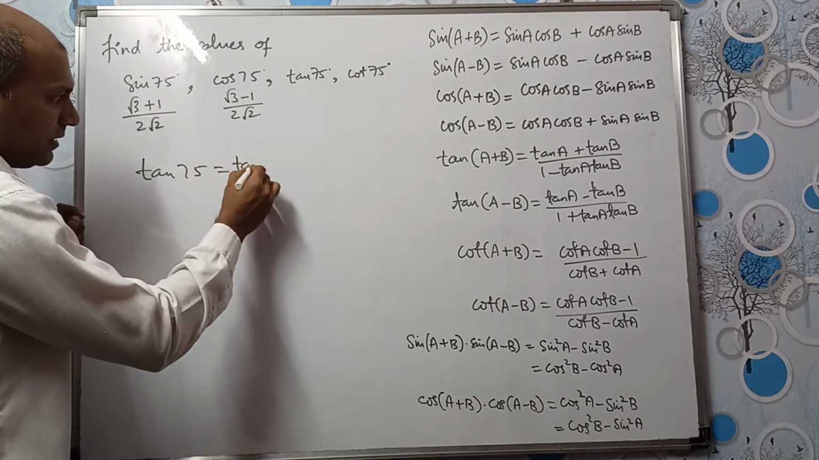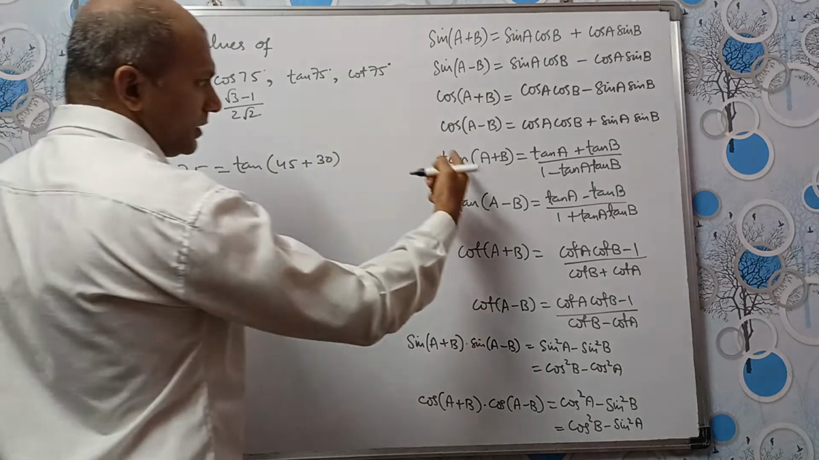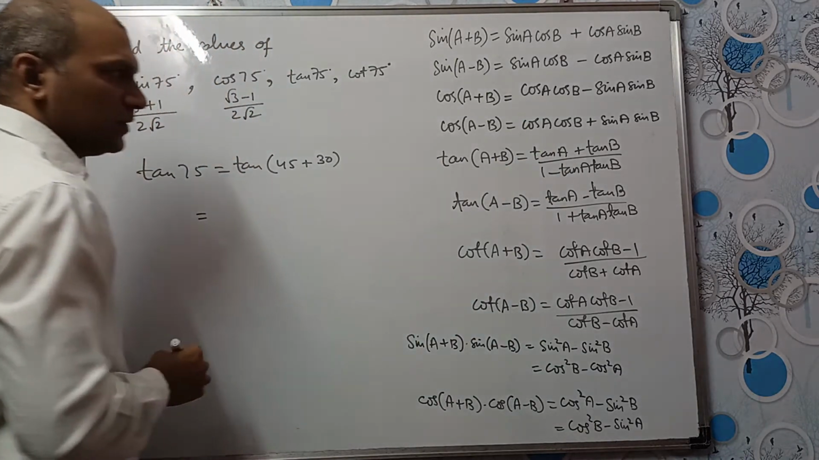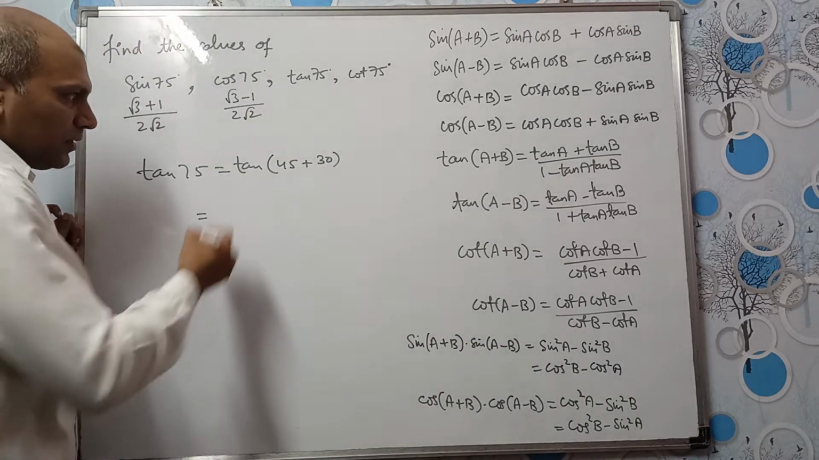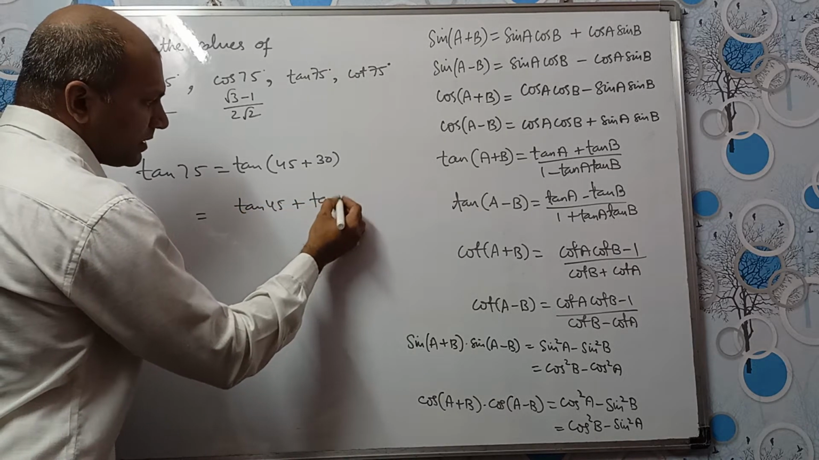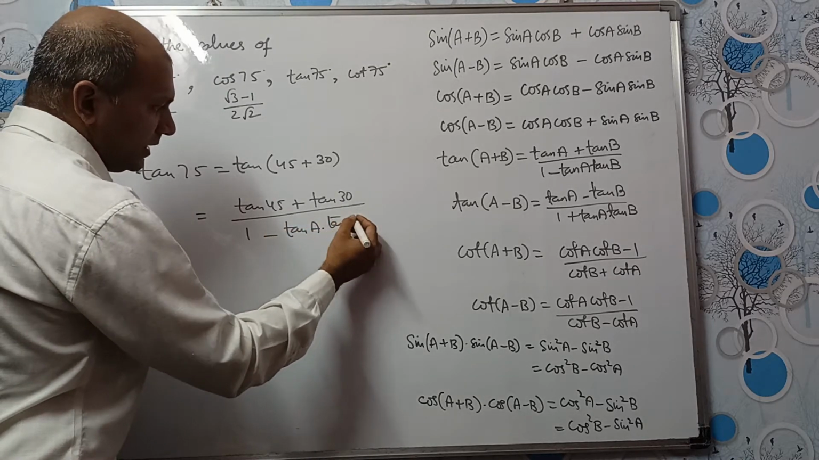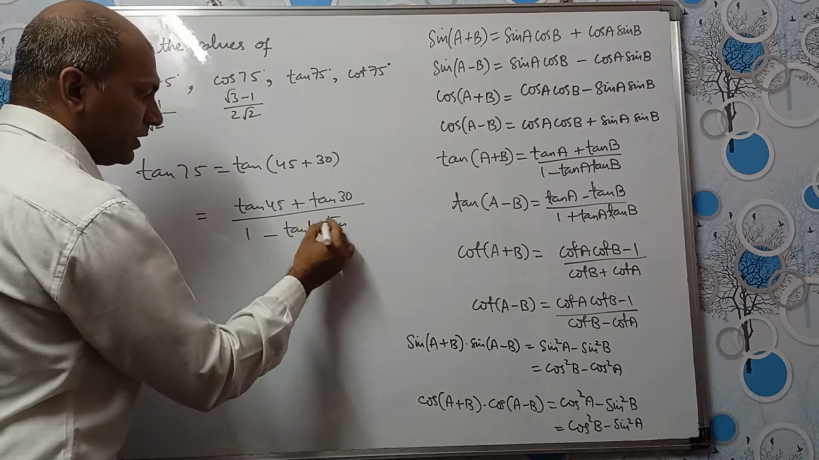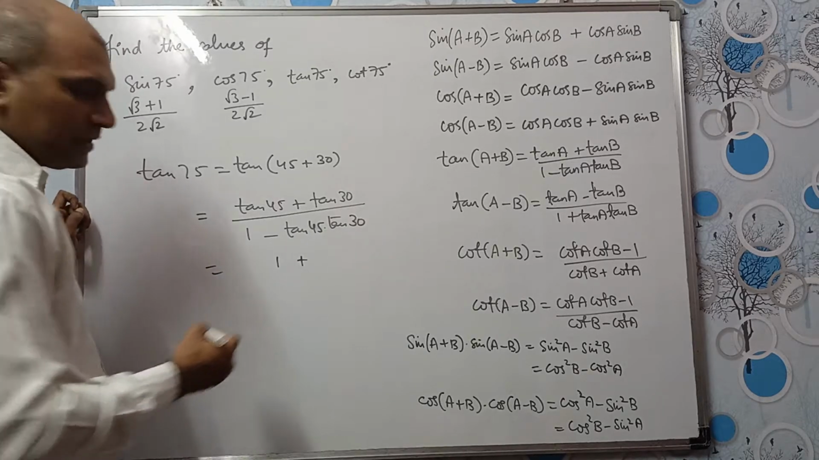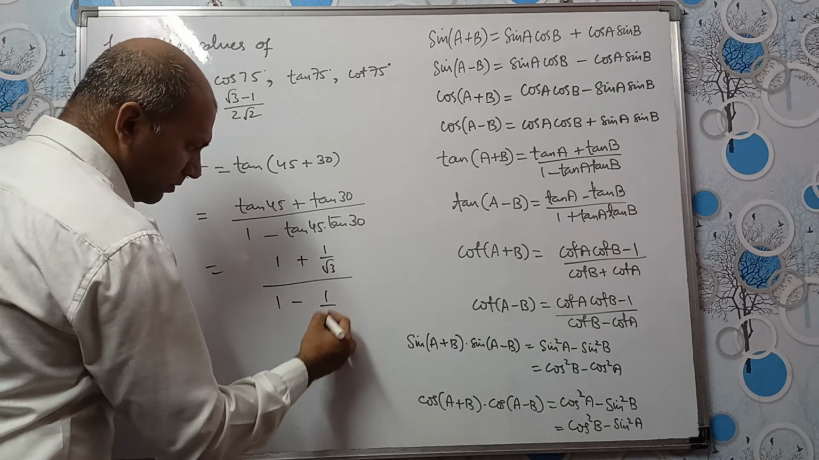Tan 75 is tan of 45 plus 30. Using the tan A plus B formula, tan A plus B is tan A plus tan B divided by 1 minus tan A tan B. So tan A is tan 45, plus tan B, divided by 1 minus tan 45 multiplied by tan 30. Tan 45 is 1. What is tan 30? It is 1 by root 3, so the expression is (1 plus 1 by root 3) divided by (1 minus 1 by root 3).